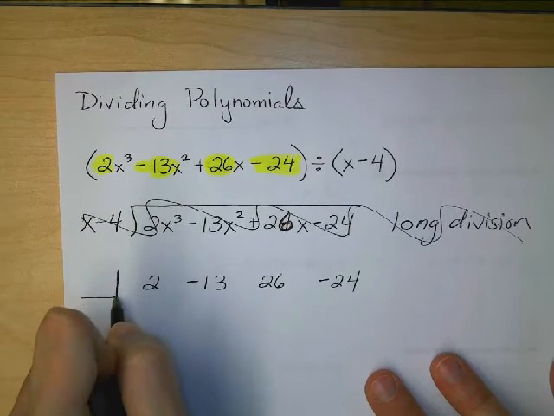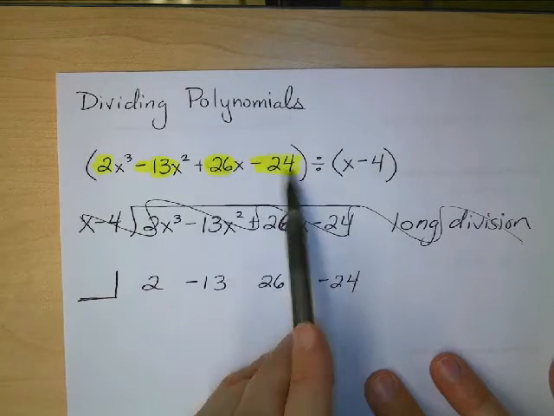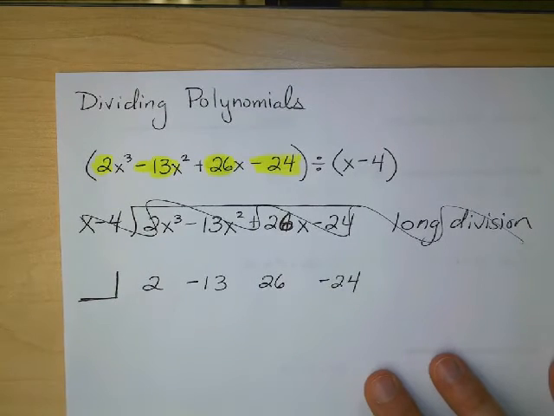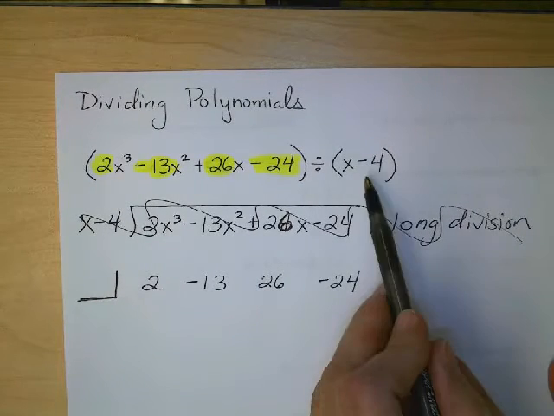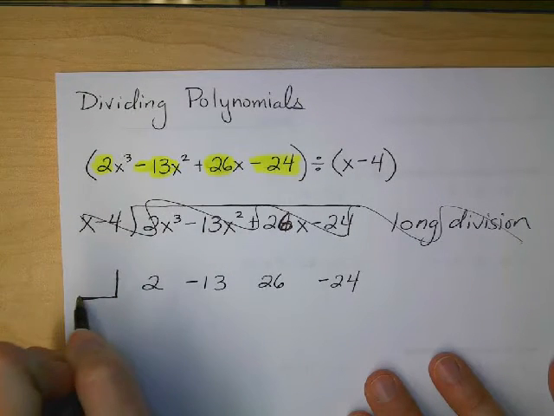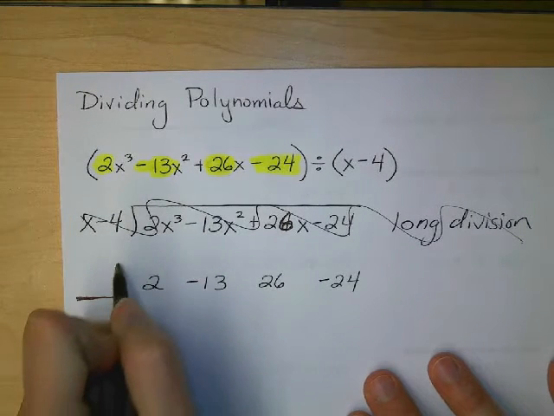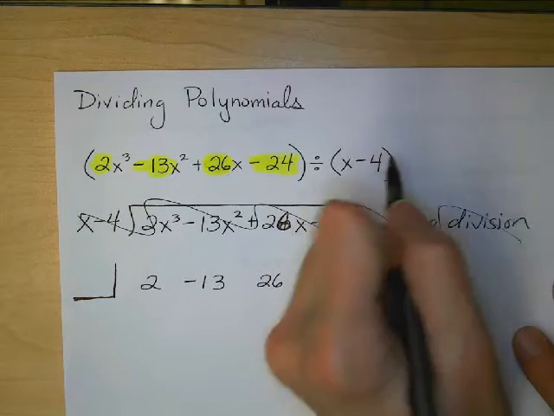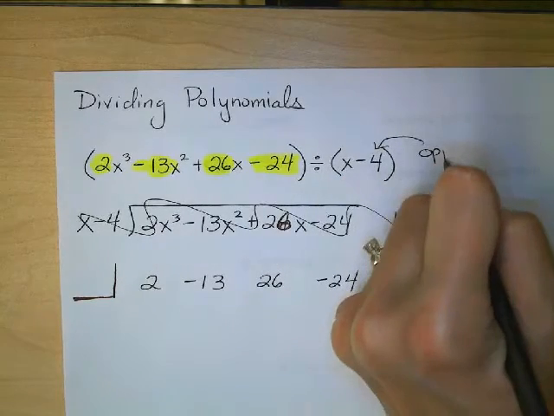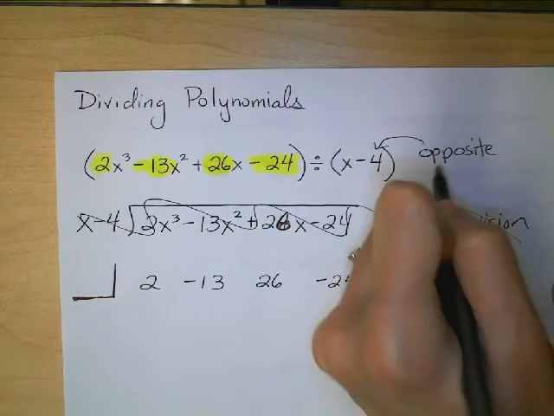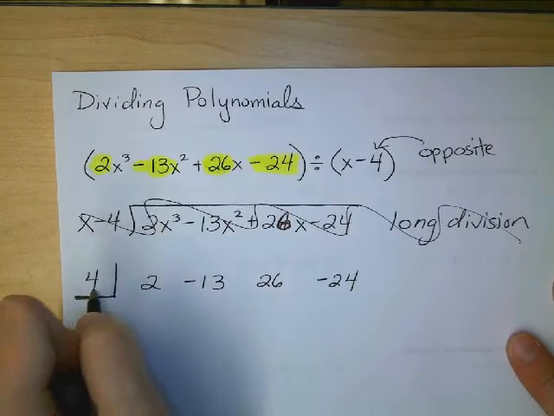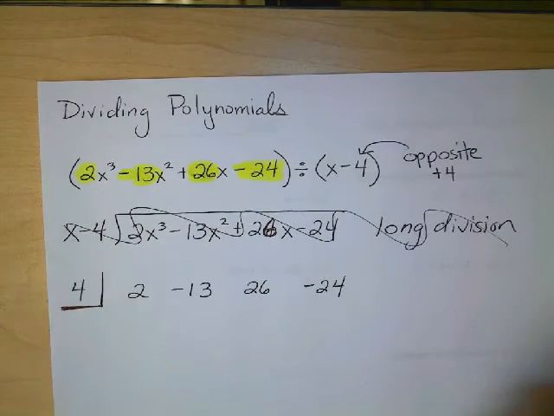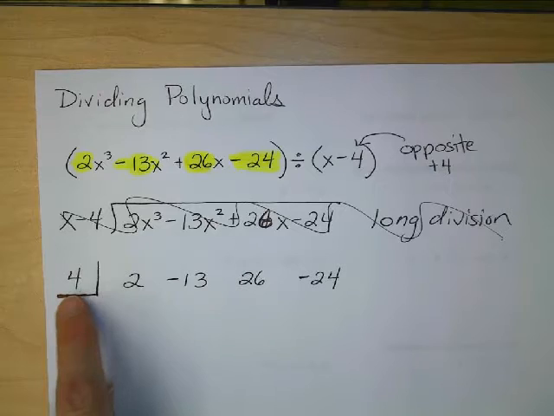So this is the short way to do it. You just write down the numbers from here, but watch the signs. There's a negative on the 13. There's a negative on the 24. And then you make a little box out here. It's kind of backwards. And in the box, you have to put the opposite of this number in the box in the front. You have to put positive 4 here. Opposite of that is positive 4, obviously. So positive 4 is what goes out here in the box.